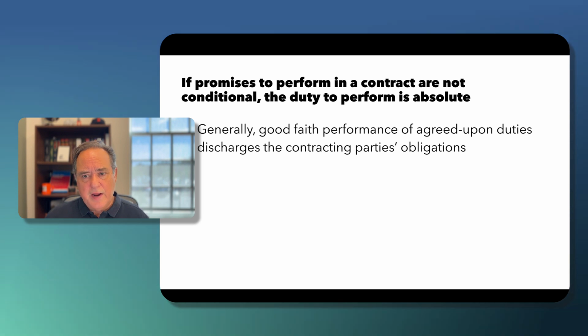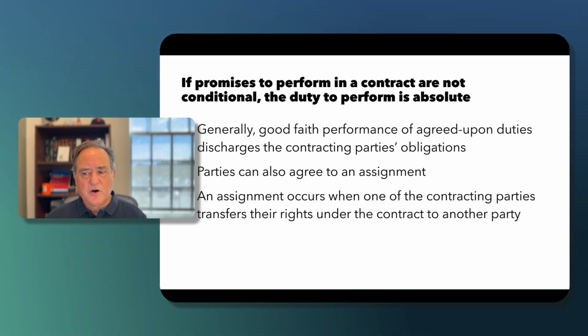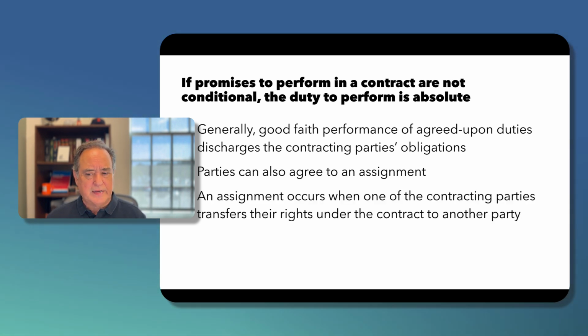Now, there is another way of discharging your obligation, and that is through what's called an assignment. The parties can agree to an assignment. And an assignment occurs when one of the contracting parties transfers their rights under the contract to another party.